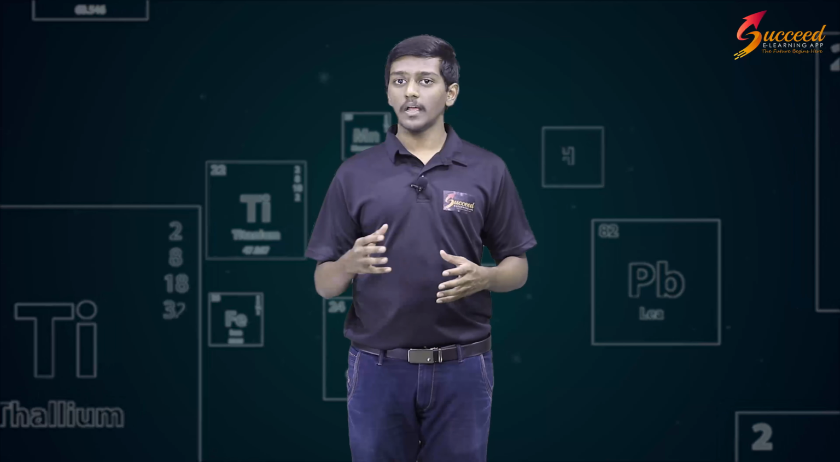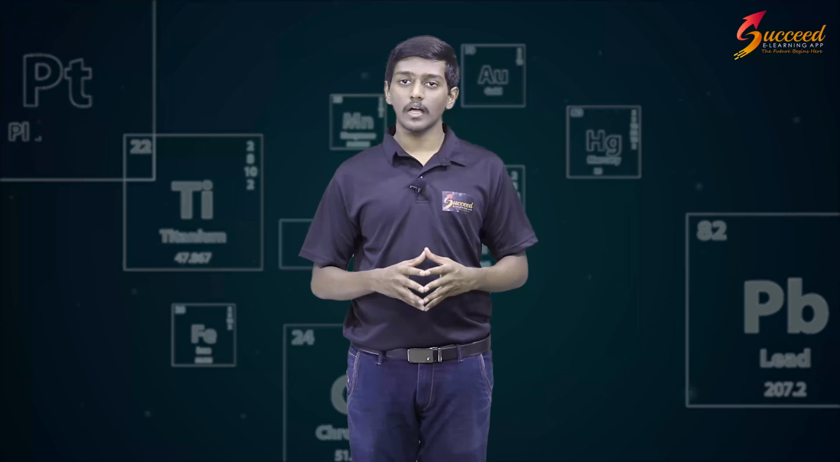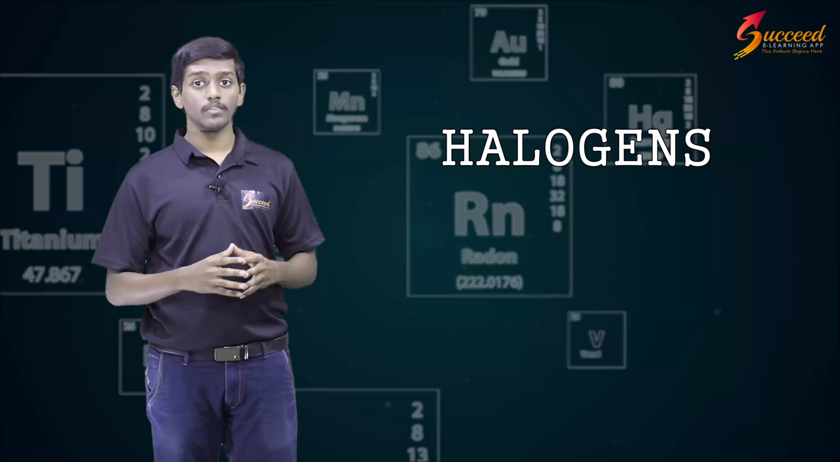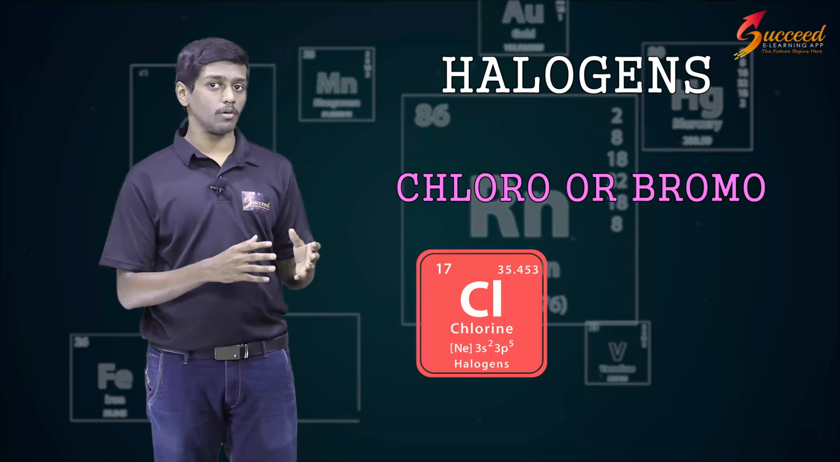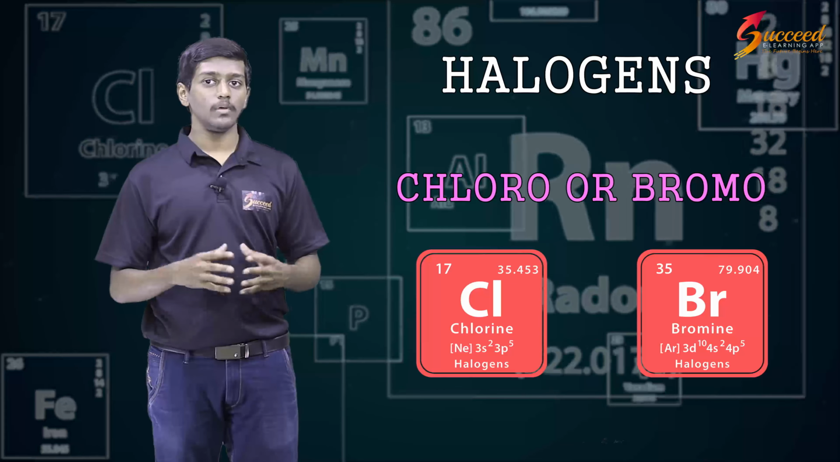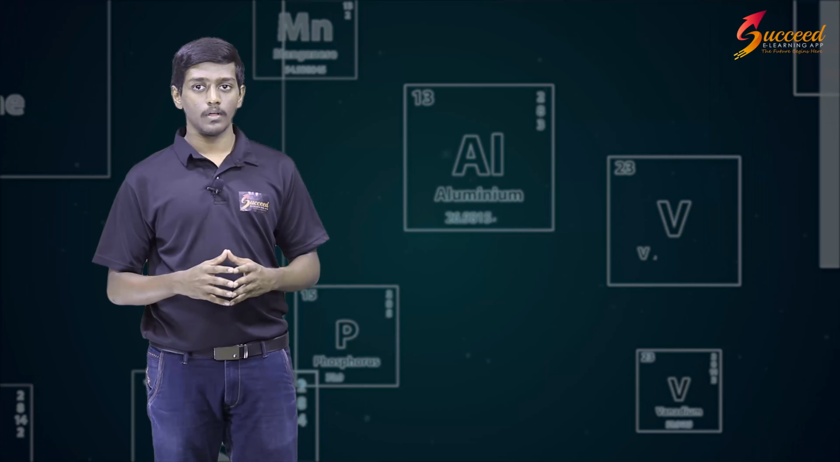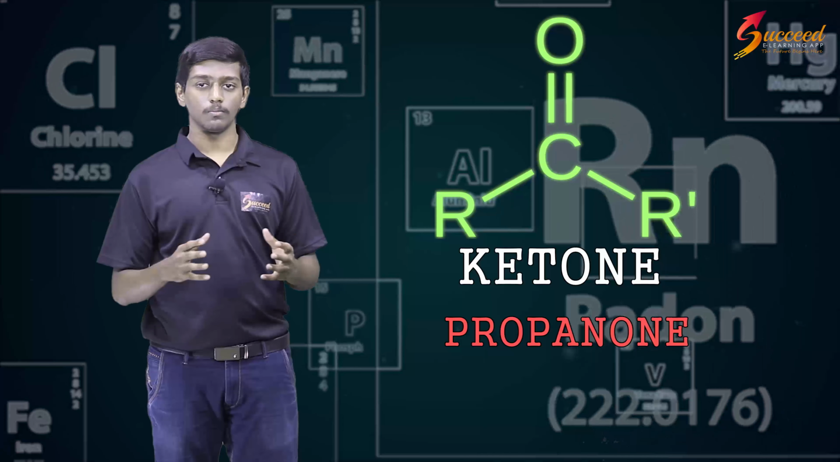Now, let us try to apply these rules and name some compounds containing the functional groups. For ease, let us take a carbon chain containing 3 carbon atoms. Now, if the class of compounds is halogens, then we use the prefix chloro or bromo, whether it is chlorine or bromine, and the name is chloropropane or bromopropane. If the functional group is a ketone, then we use propanone.